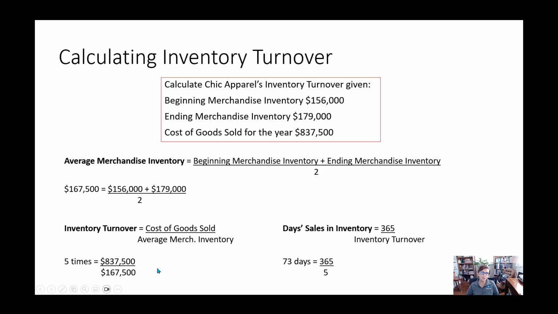Whether these numbers are good or bad, a lot of it depends on industry standards. Some companies, like a grocery store, would be expected to have a very high turnover. An airplane manufacturer would be expected to have a very low turnover, right? So you always would want to compare numbers to other companies in their industry, to their competitor, and then to the same company's numbers in other years.